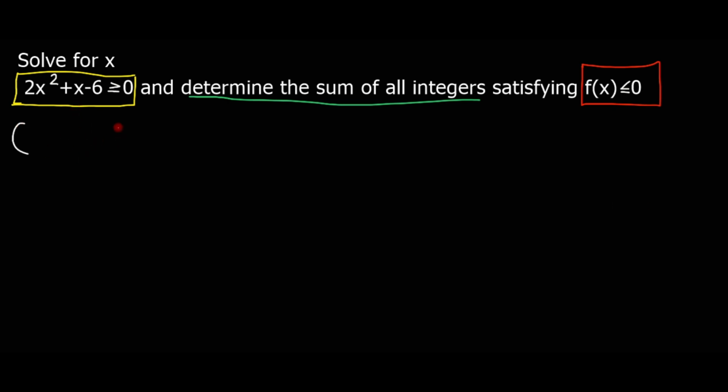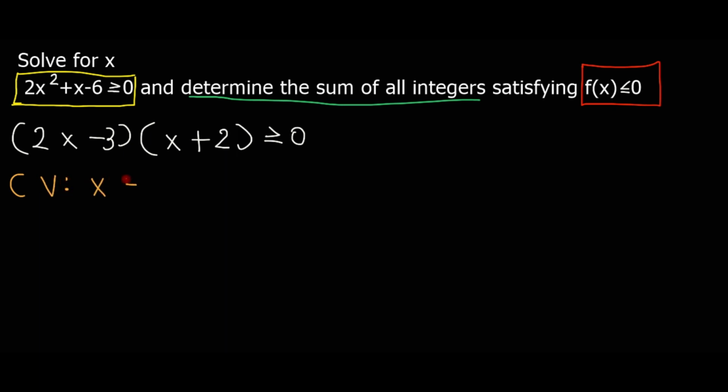We will factorize, and then our factors will be 2x minus 3, and then x plus 2. So from there we'll find the critical values. Finding the critical values, x is equal to 3/2, or x equal to -2.